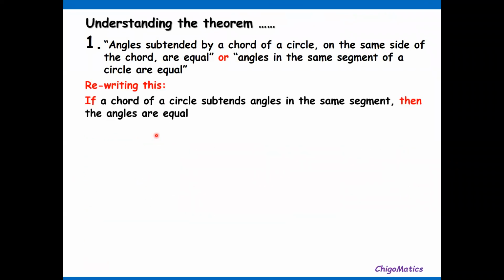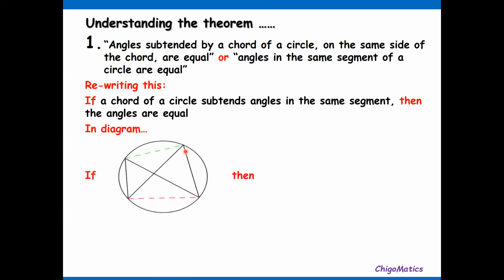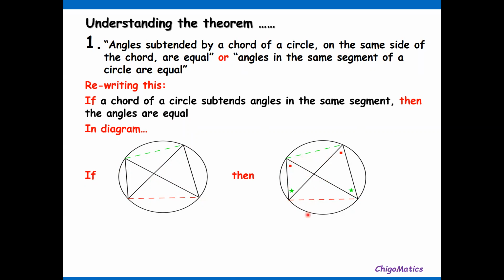So let us understand number one, rewriting it in the if-then form. If a chord of a circle subtends angles in the same segment, then the angles are equal. In diagram form, here is the chord dotted in red. It will subtend this angle and this angle. Or if you consider the chord dotted in green, it will subtend this angle and this angle. So we are saying at the end of the day, the red angles are equal, subtended by the dotted red chord. The green angles are equal, subtended by the dotted green chord.